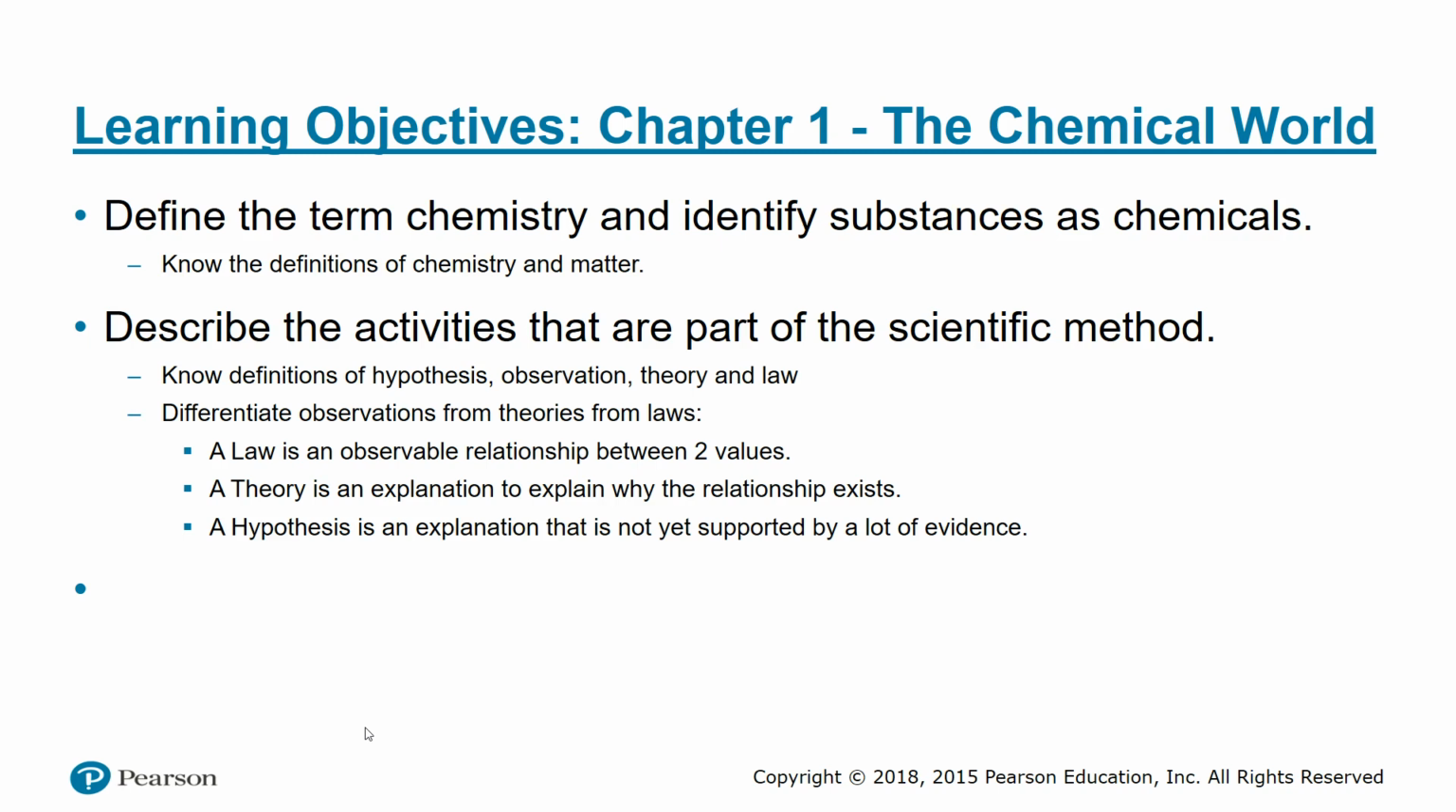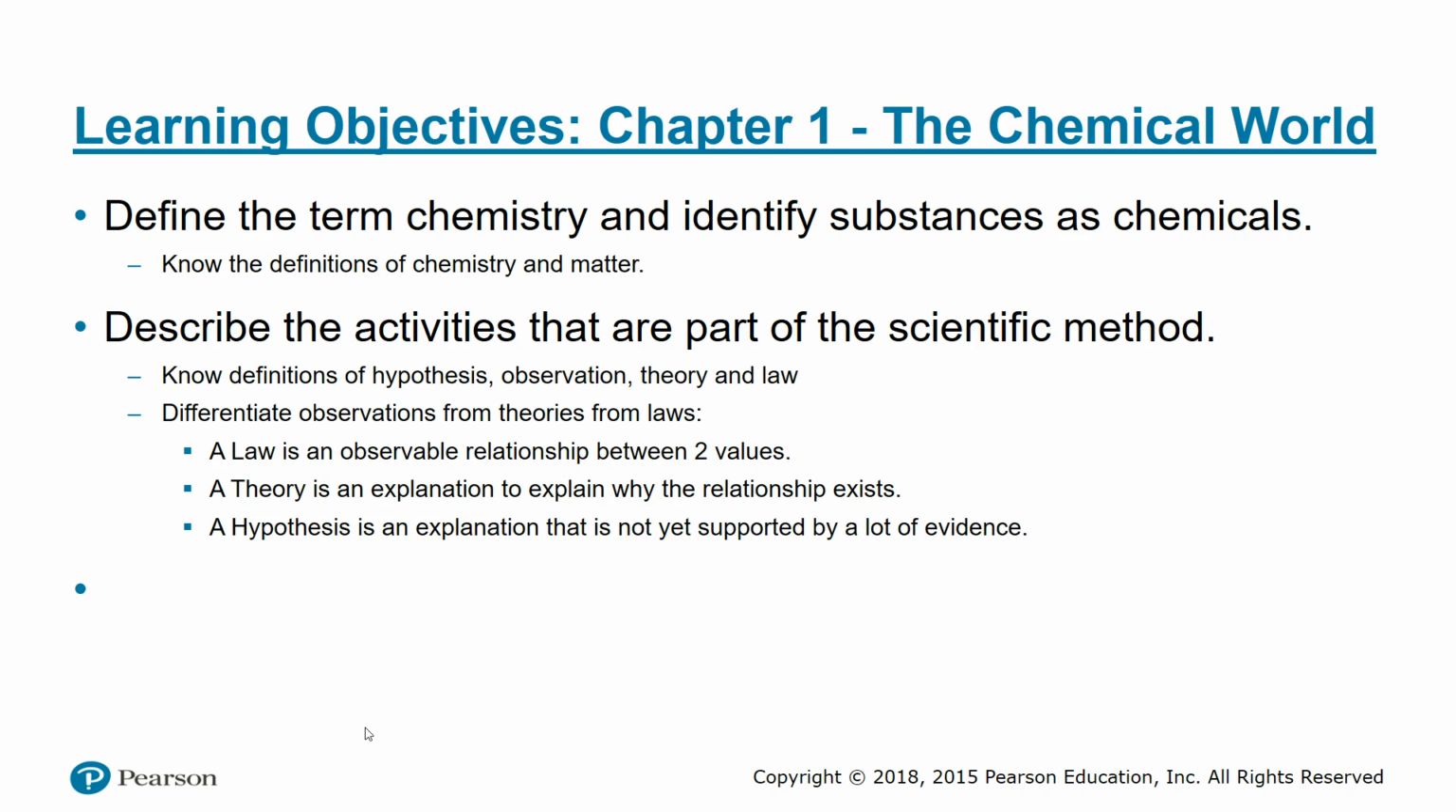All right, so our outcomes for this chapter, for chapter 1. It's the main goals for today. We need to be able to define the term chemistry and identify substances as chemicals. Know the definitions of chemistry and matter. Describe activities that are part of the scientific method. Know definitions of hypothesis, observation, theory, and law. And then be able to differentiate between observations from theories and from laws.